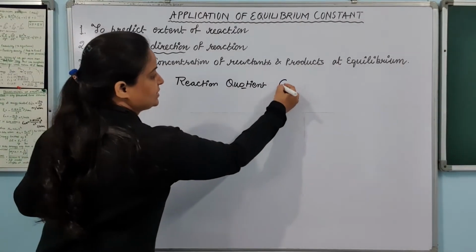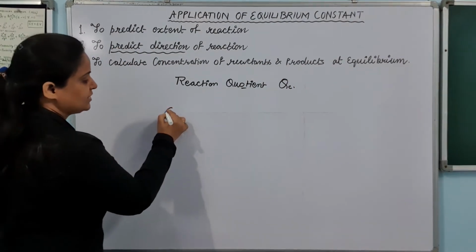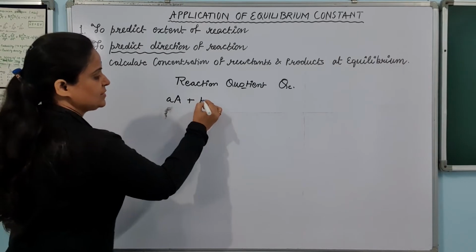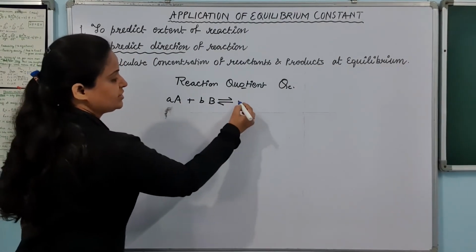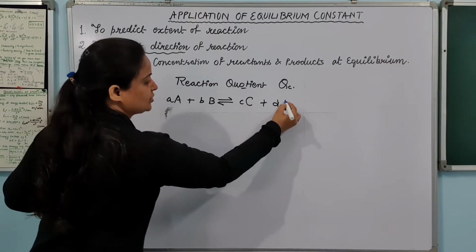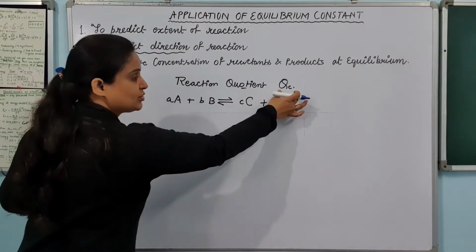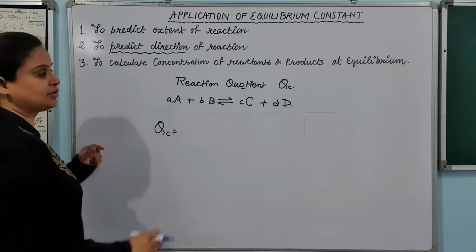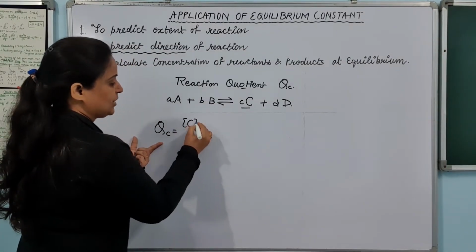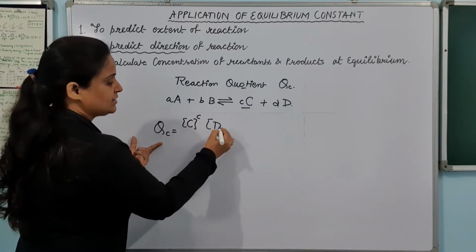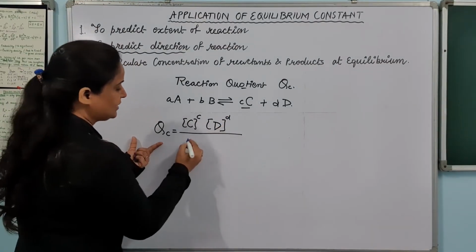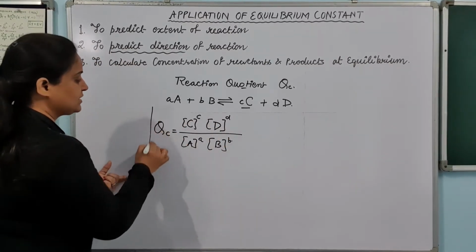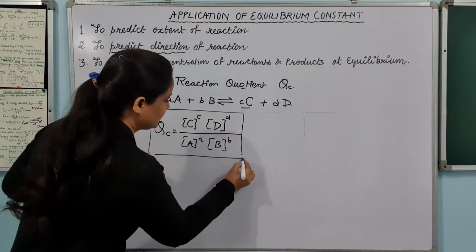Reaction quotient is represented by Qc. If I want to express the reaction quotient for a particular reaction, I am taking the same general reaction here, aA plus bB forming cC and d moles of D. If I want to express Qc for this reaction at any time, I can write the value of Qc as the concentration of C raised to power c, concentration of D raised to power d, divided by concentration of A raised to power a and B raised to power b. So this is the expression of Qc.